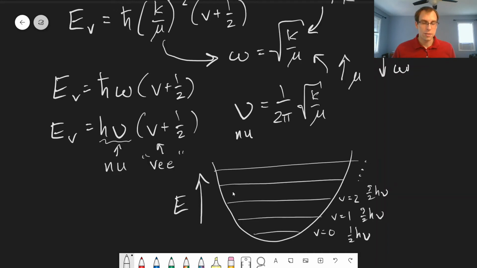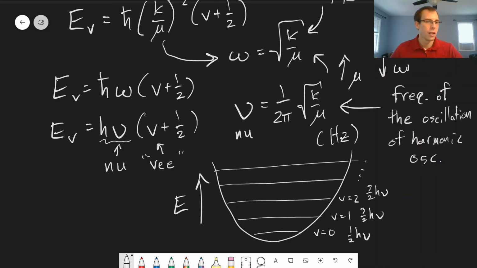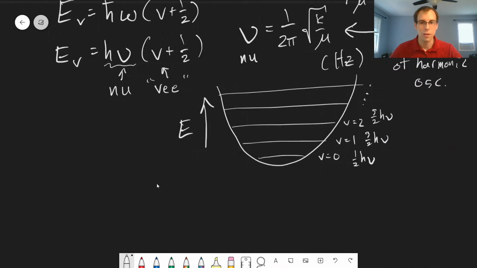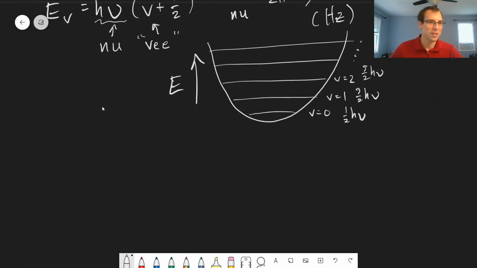And so this is directly related to the frequency of the oscillation. I skipped over this a little bit, but it's in your textbook. This nu is the frequency of the oscillation of our harmonic oscillator. So this is how many times it stretches back and forth in a second, right? So nu is in units of hertz. Now in spectroscopy, we often rewrite this in terms of wave numbers. We'll look at yet another version of this in just a little bit.